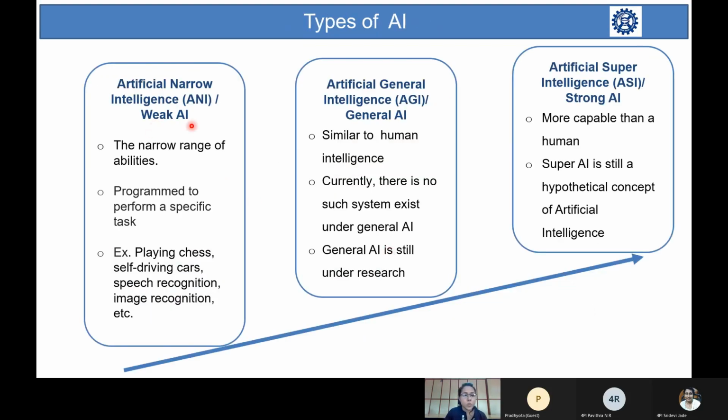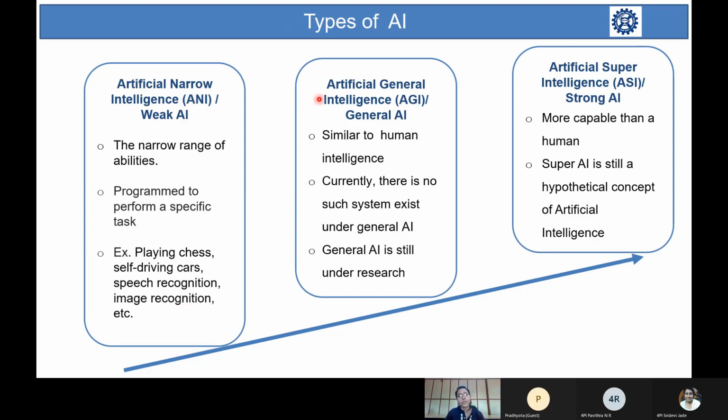Weak AI is also known as artificial narrow intelligence, and it works in a narrow range of abilities. If a program is designed for performing specific tasks, it will do that task only. If a machine is designed for performing speech recognition, it is not designed for image recognition, so it cannot do image recognition. Examples of this category are playing chess, self-driving cars, speech recognition, and image recognition. The AI we have currently is weak AI, or narrow intelligence AI.